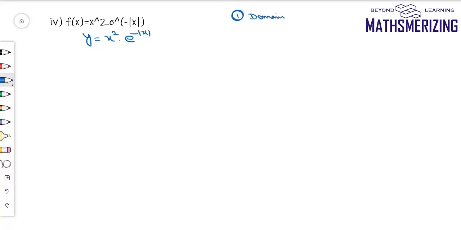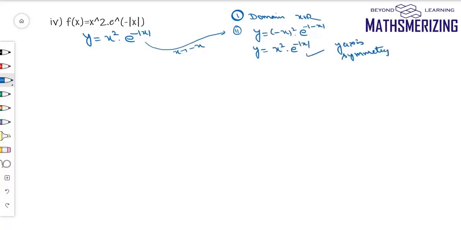So there is no restriction in the function. So domain obviously is x belongs to R. If I replace x with minus x, I'll get the same function, which means this graph has a y-axis symmetry. Now the third thing is, we need to discuss its continuity and differentiability. Now it is continuous and differentiable in x belongs to R.